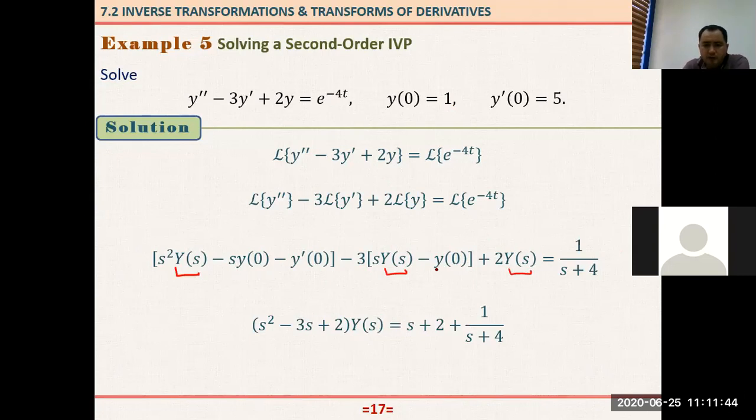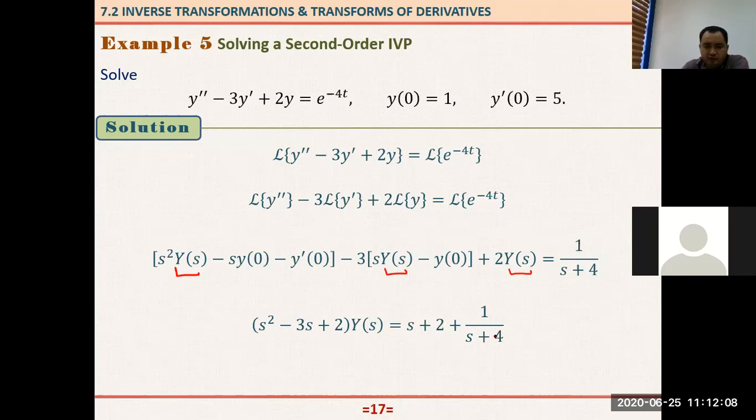Okay, here we have y of 0 is equal to 1. Minus 3 times minus 1, it is 3, right? And here we have minus 5. So that is minus 2. Right? Minus 5 plus 3, that's equal to minus 2. And take to the right hand side, here we have 2. And on the right hand side, we have 1 over s plus 4 here.